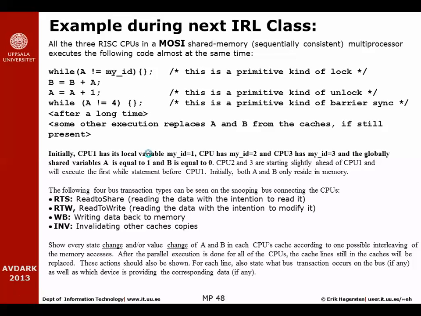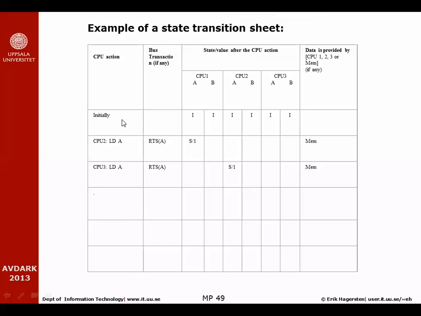So the way I want you to fill out this table is, initially, here we have the CPU action. Here we're going to define some interleaved action. So we're going to say that CPU2 starts by doing a load A. And then you're going to fill out if there is any snoopy bus transaction that's generated by that. In this case, it's going to be read to share of A. And then I want you to say how the state and value stored in the three caches is changed. Just put in the changes here.